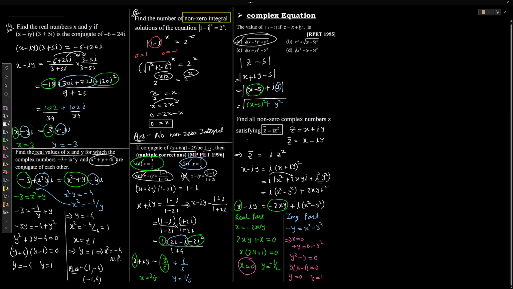Okay. And next case, y equal to minus 1 by 2. So here we get 1 by 2 is equal to x square minus 1 by 4. Or we can say x square is equal to 1 by 2 plus 1 by 4. x square is equal to 3 by 4. So we will get x equal to plus or minus root 3 by 2.